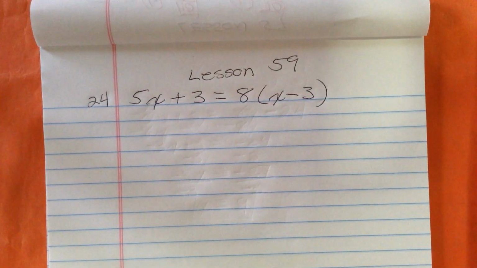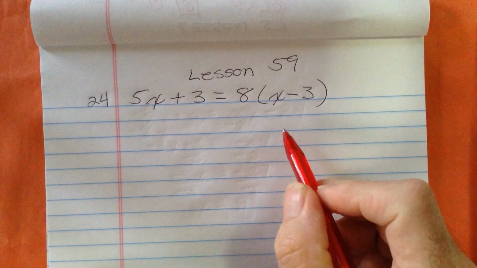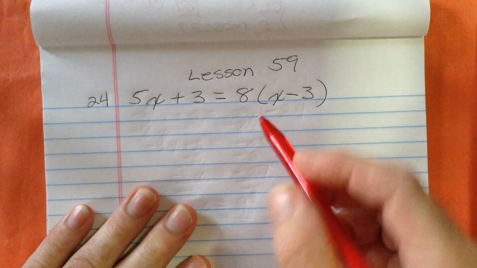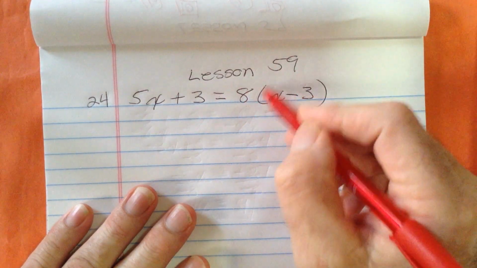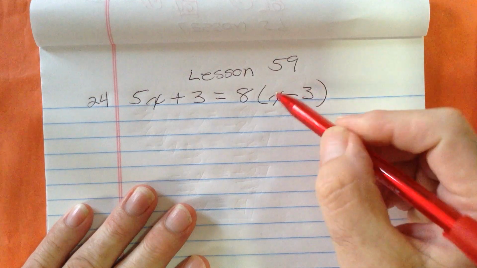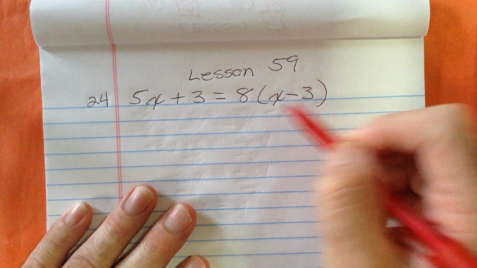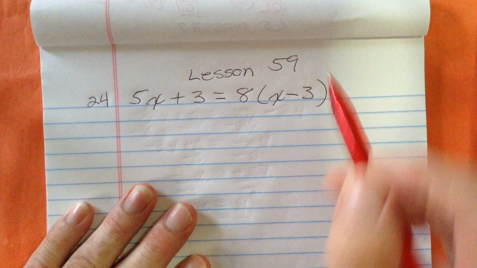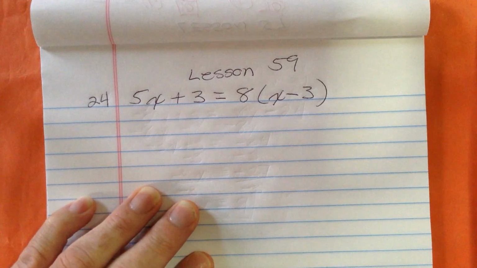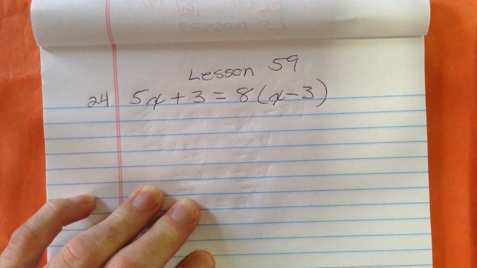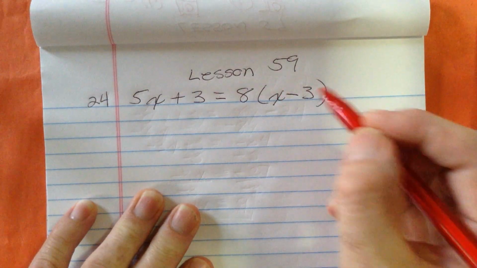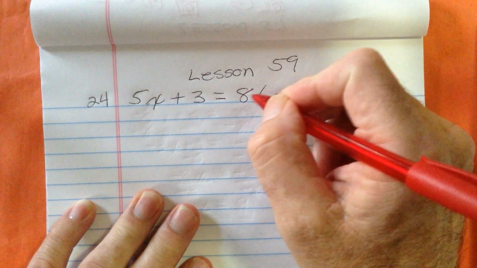Okay, this is continuing lesson number 59, another type of multi-step. Now this one you can see is 5x plus 3 equals 8 times x minus 3. So this part here, the first step, we learned in, I think it was lesson 57, the distributive property. Yeah, 57. You have to work this step first.